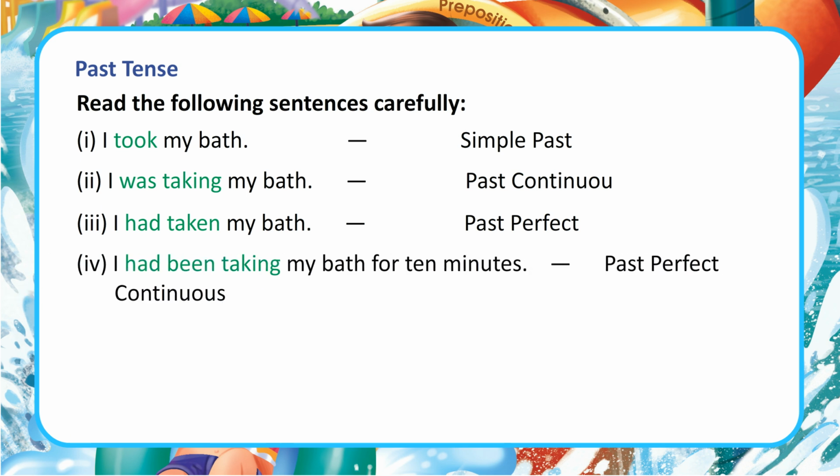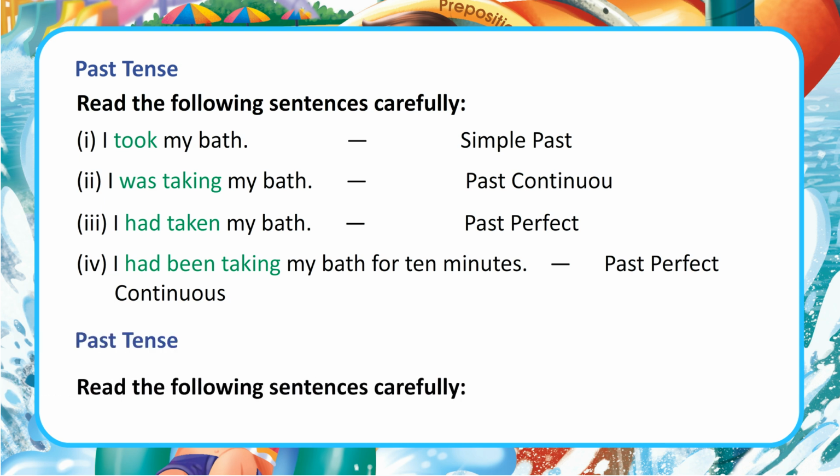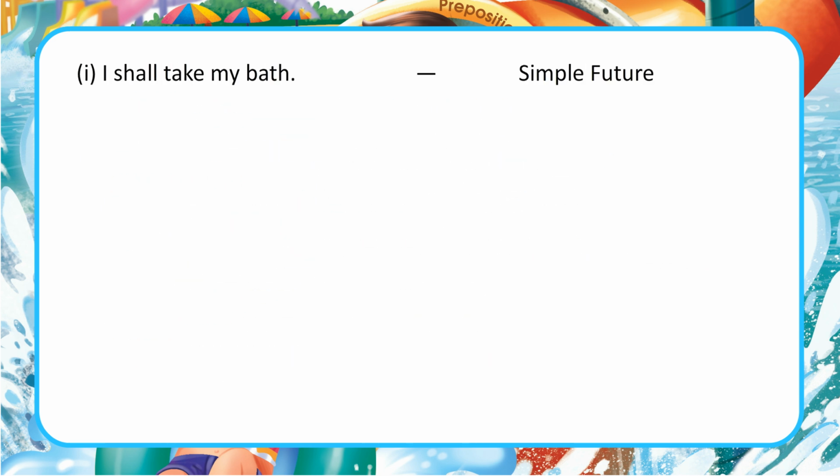4. I had been taking my bath for 10 minutes, past perfect continuous. Future tense. Read the following sentences carefully. 1. I shall take my bath, simple future.